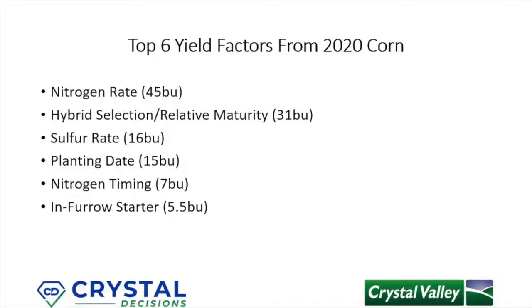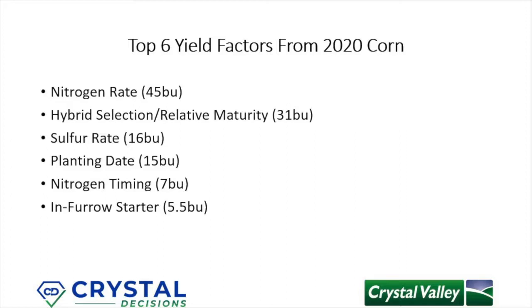For this video segment, we are going to talk about the top yield factors that we found that affected the 2020 corn yield. So as we look at top factors as we ranked them that we found on our research farms, nitrogen rate was by far number one.